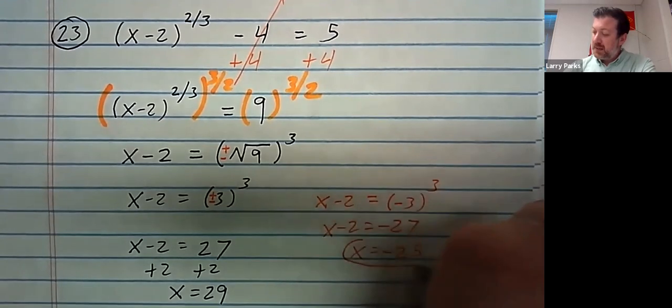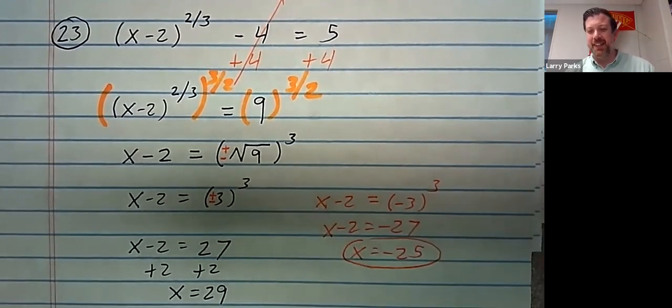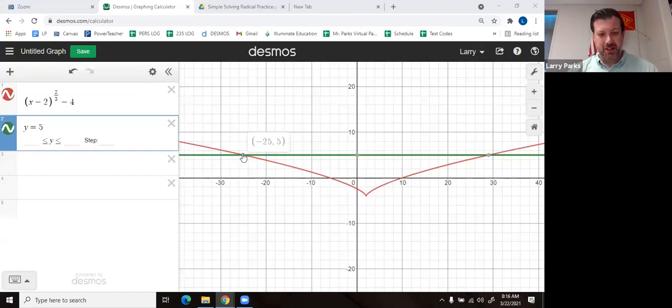Almost forgot part of my work there. I think it was negative 25. Let's double check. Negative 25. Okay.